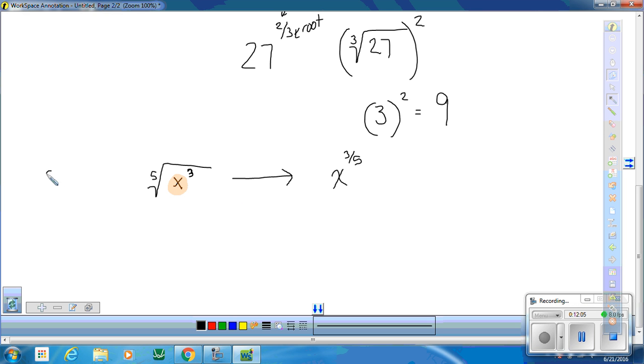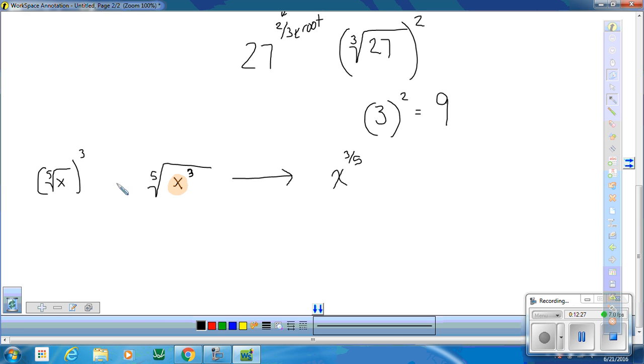Another way we could also write it would be the 5th root of x to the 3rd power. Those would be the same thing. As far as order of operations go, these are both considered to be exponents. So they kind of fall into the same level of order of operations. So these are actually interchangeable. They would be the same thing. So the order that we do them in does not matter.